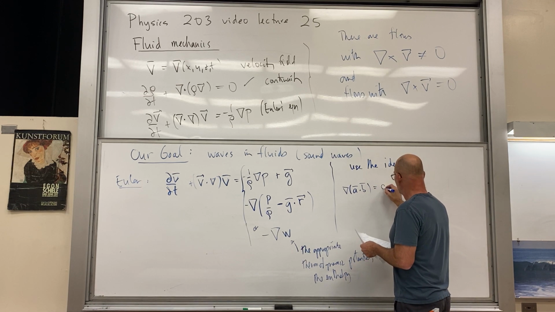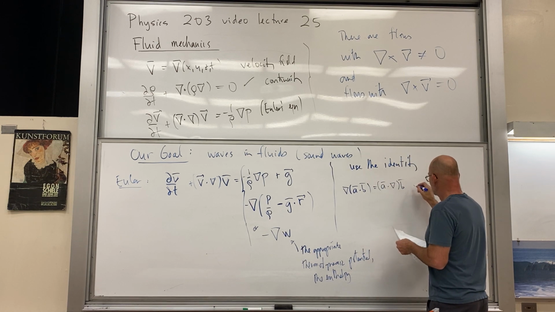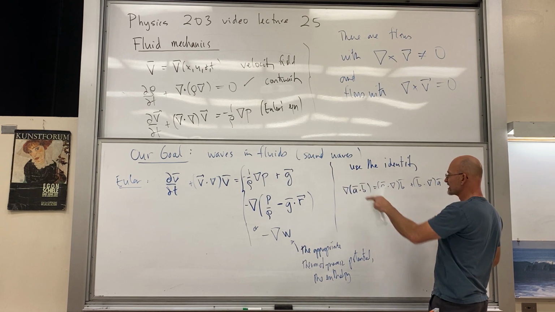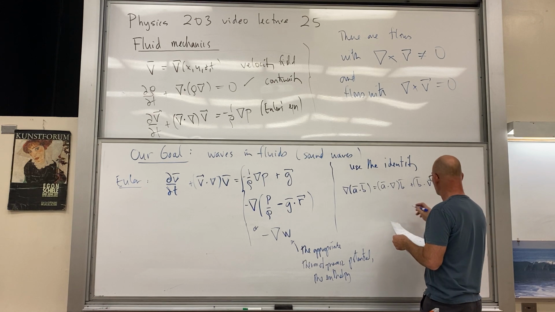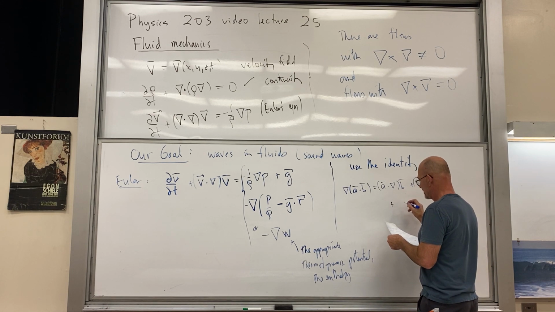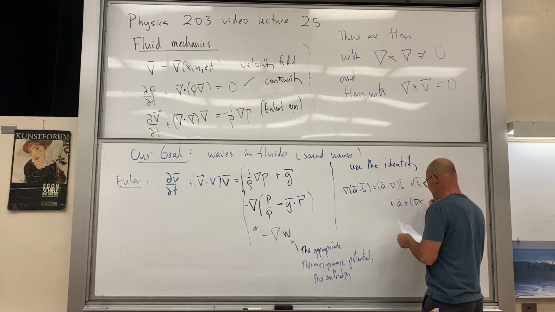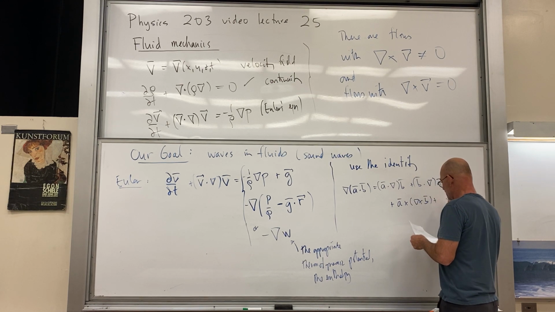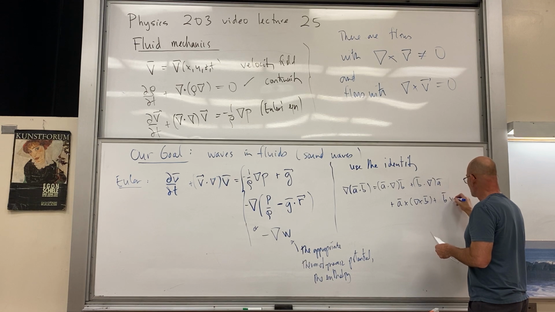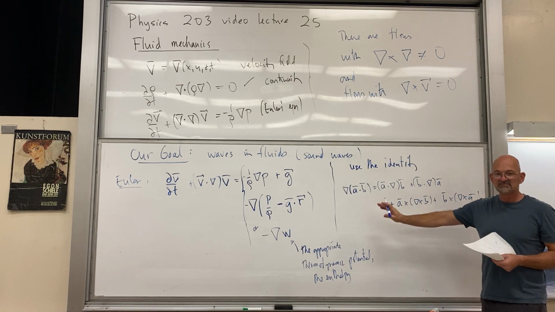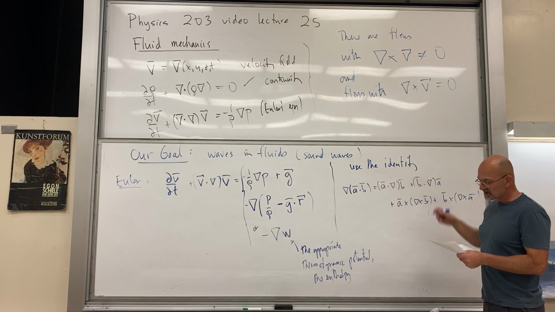equals A dot grad B plus B dot grad A, which we recognize, of course, as that type of operator right there, plus A cross curl B plus B cross curl A. Well, you don't want to prove this today, but it's not impossible, just a lot of derivatives.